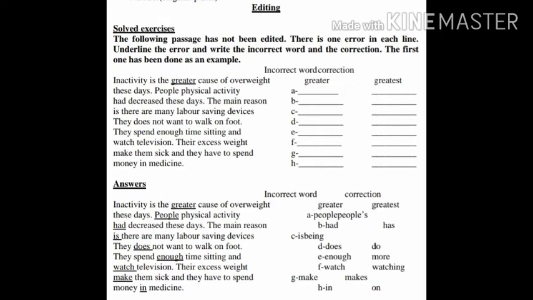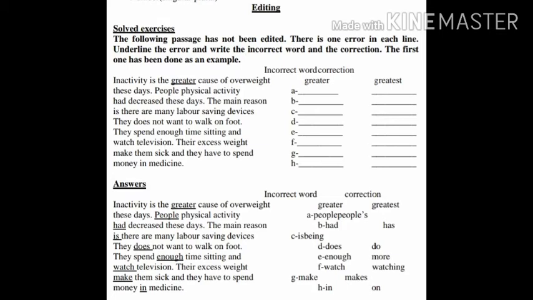So what will come here? Has decreased these days. The main reason is there are many labor saving devices. Is will come here. The main reason being there are many labor saving devices. Next line, they does not want to walk on foot. Obviously, they is plural form. Okay, then with plural does never comes. So they do not want to walk on foot.